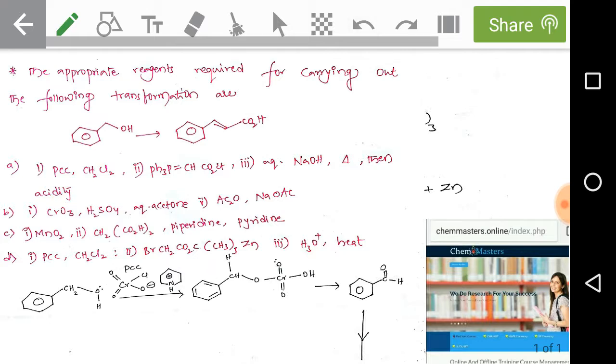In the first step, if we check the mechanism, the lone pair of electrons on the oxygen of the alcohol attacks chromium and cleavage of chloride takes place, and we get this intermediate. Now the carbon hydrogen bond cleaves, the bonded electrons go in between carbon and oxygen, and in that case the oxygen chromium bond cleaves and the electrons go onto chromium, and from that we simply get benzaldehyde.